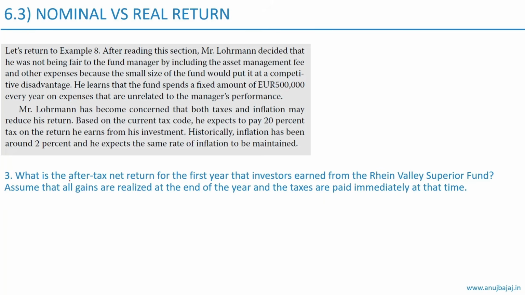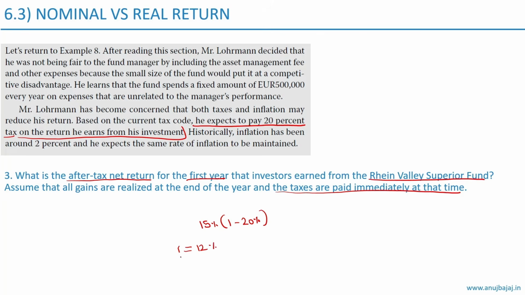Third question, what is the after-tax net return for the first year that investors earned from the Green Valley Superior Fund? Assume that all gains are realized at the end of year and taxes are paid immediately at that time. Mr. Lohrmann expects to pay 20% tax on the return he earns from his investment. So during the first year, the return was 15%. This is pre-tax net return. To find the after-tax net return, we multiply this by 1 minus the tax rate, which is 20%. Hence, the after-tax net return will be 12%.